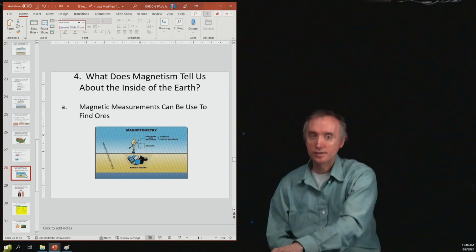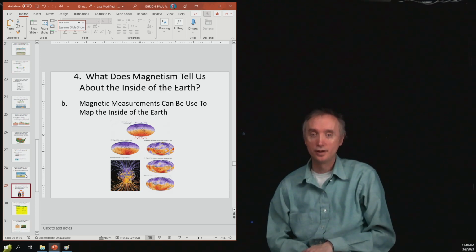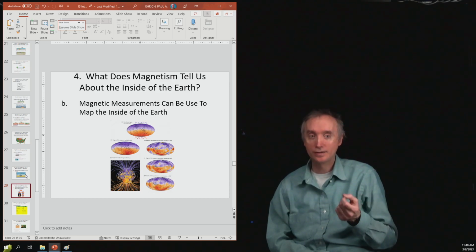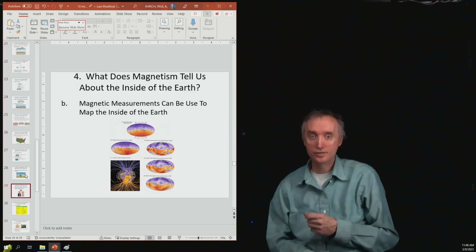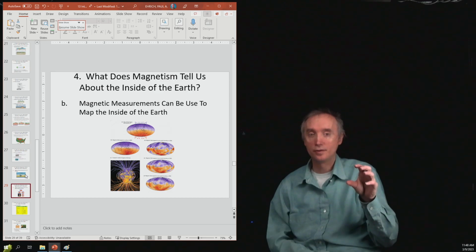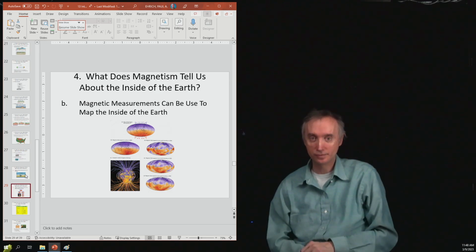Okay, then the next thing that we could do though is we could actually measure inside the Earth the strength of the magnetic field. And so this is a picture of the magnetism inside the Earth at different depths.